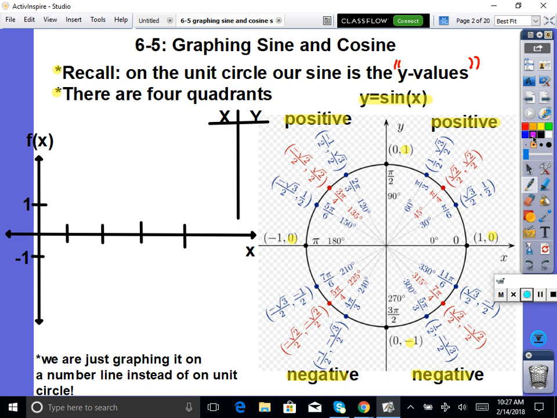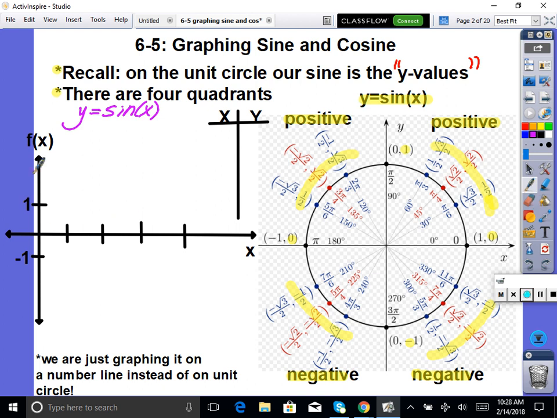So everybody, recall, on the unit circle, we're going to first focus on graphing y is equal to sine of x. In your notes, you should be writing that down. Now remember, on the unit circle, sine is our y value, so I'm going to direct your attention to what's happening on our y values. So I'm highlighting the y values.